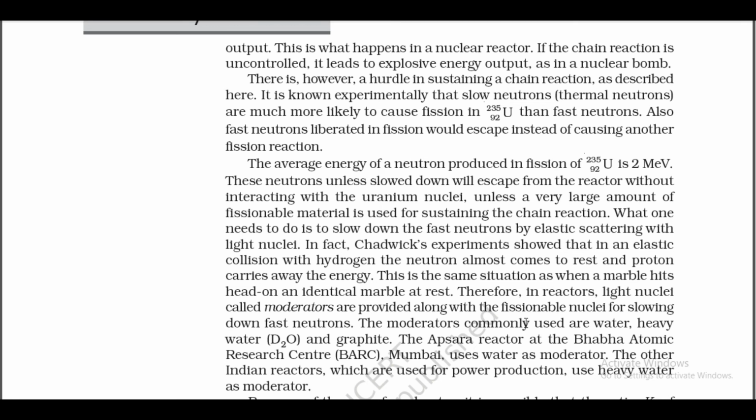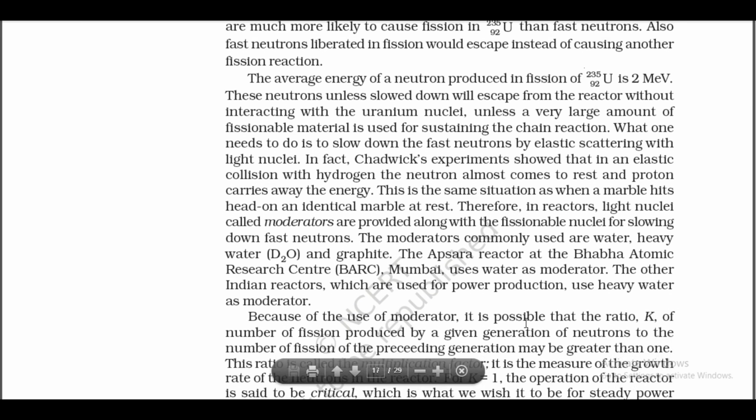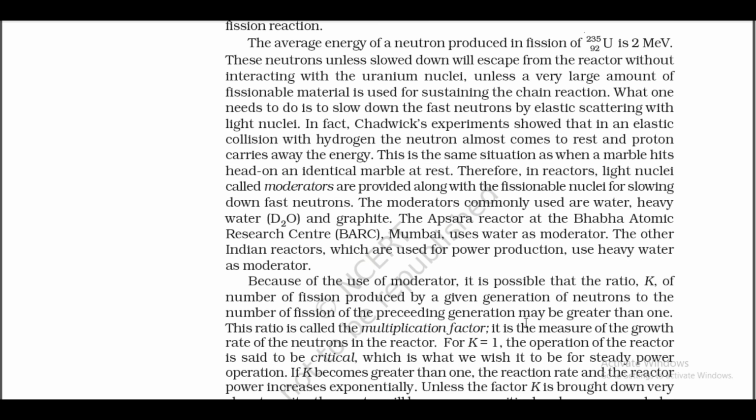As described here, it is known experimentally that slow neutrons, thermal neutrons, are much more likely to cause fission in 92U235 than fast neutrons. Also, fast neutrons liberated in fission would escape instead of causing another fission reaction. The average energy of a neutron produced in fission of 92U235 is 2 MeV. These neutrons, unless slowed down, will escape from the reactor without interacting with the uranium nuclei unless a very large amount of fissile material is used for sustaining the chain reaction.